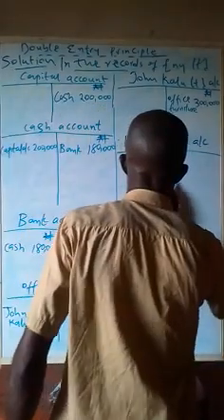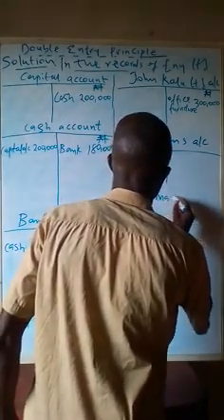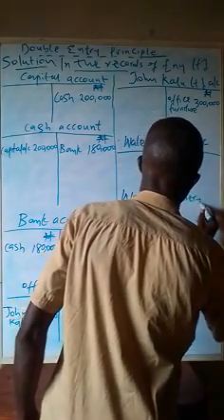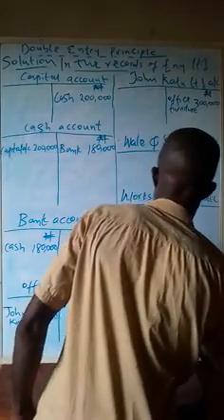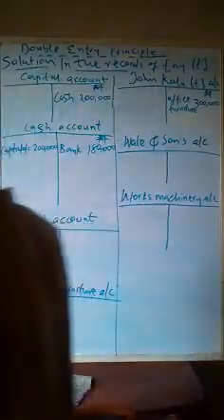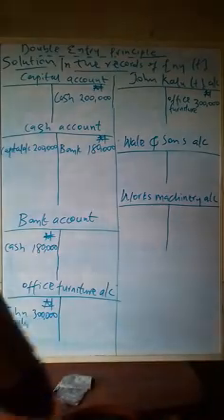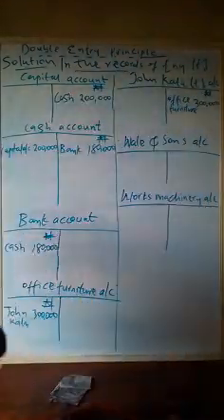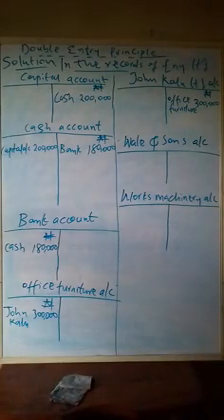The next is works machinery account. Bought works machinery from Wale and Sons on credit, so Wale and Sons is giving out 590,000 naira.